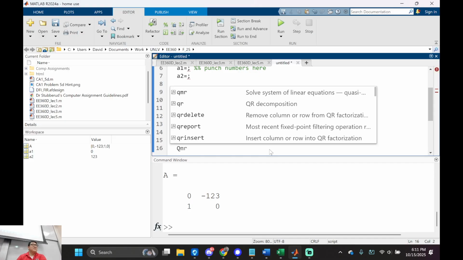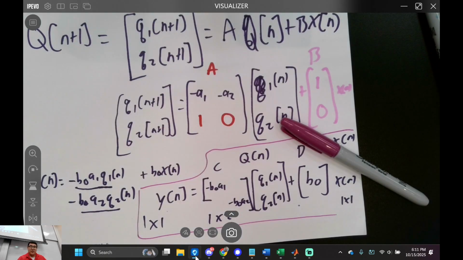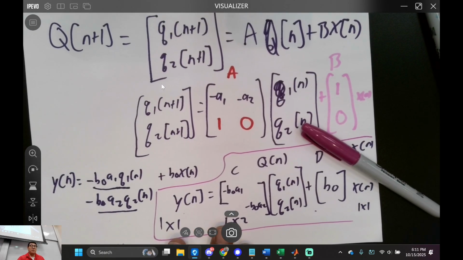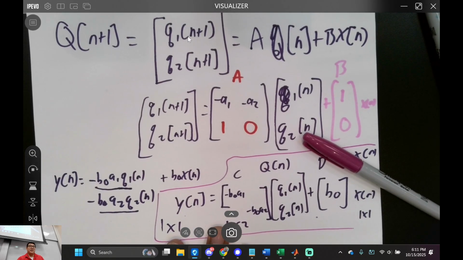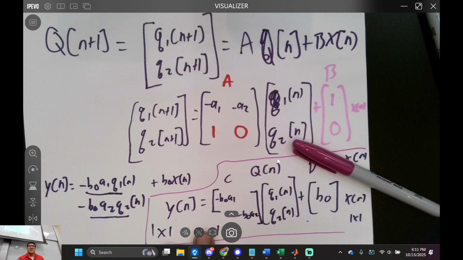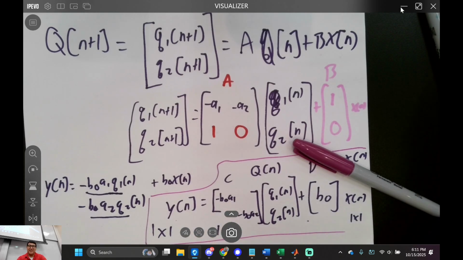What's our Q? It's a 2 by 1, but we also want to make it a vector. It's going to be a vector because n is our time, correct? So, okay, based on our notes, Q of n is 2 by 1, right? So let's just think 2 by 1, all right? Let's not think deep.